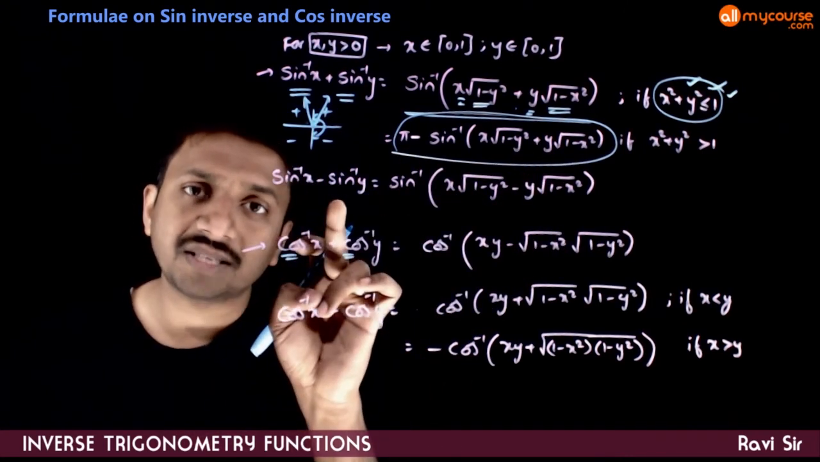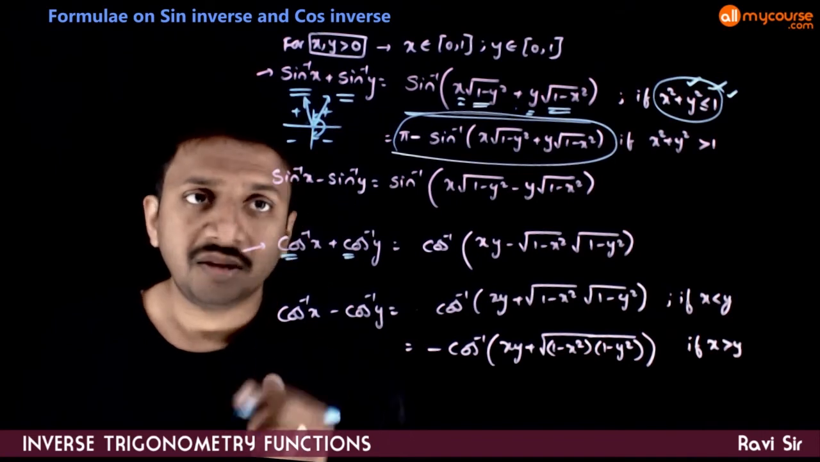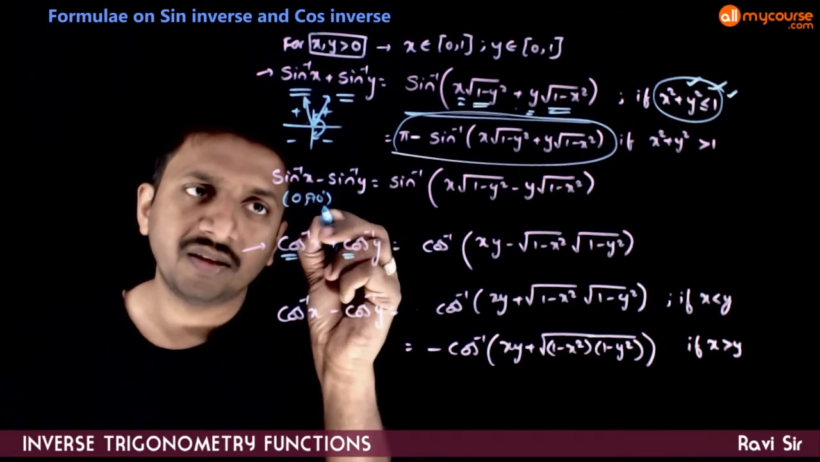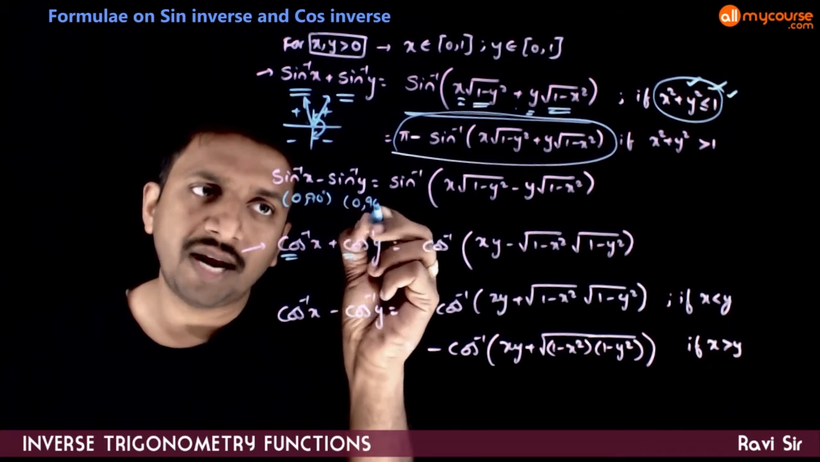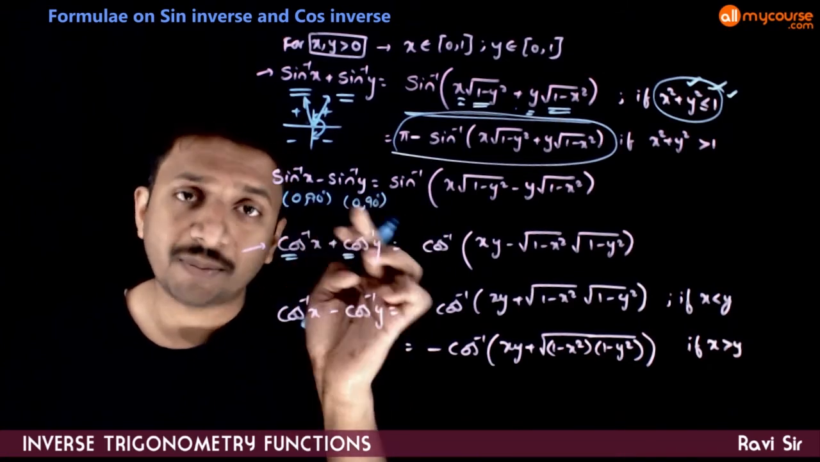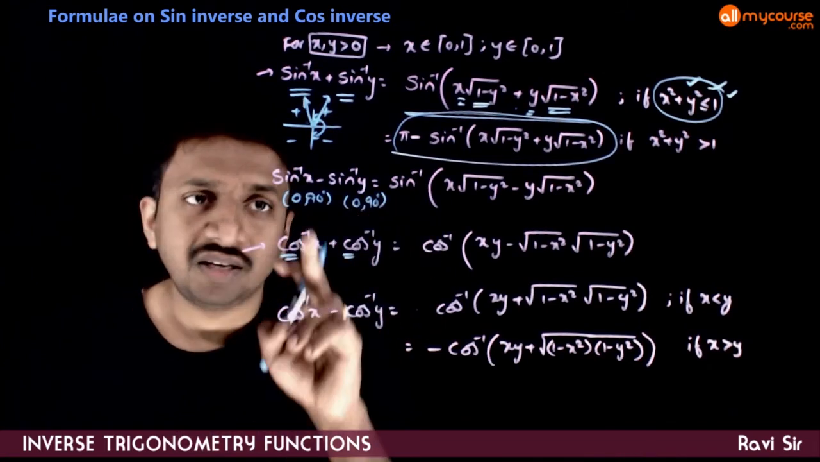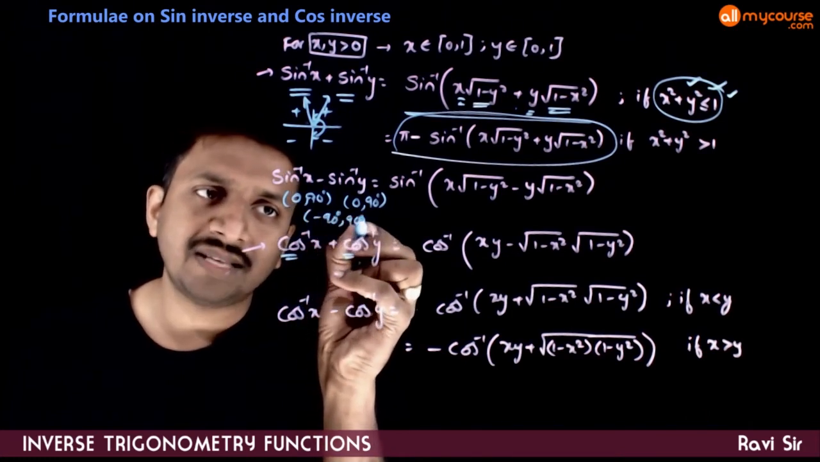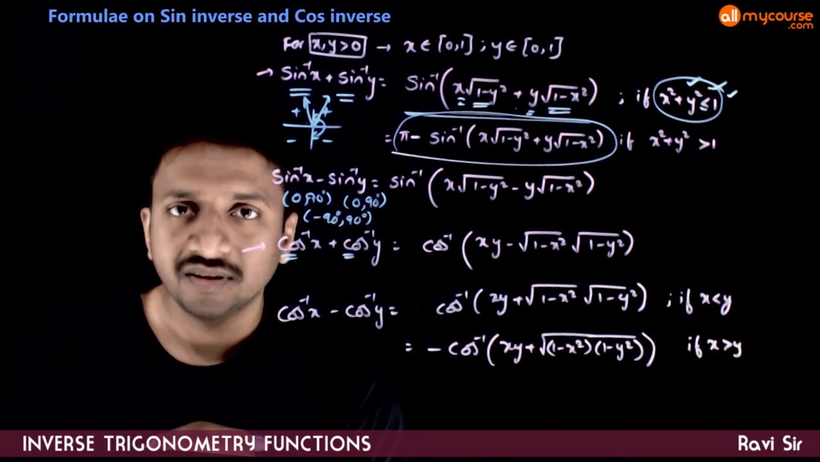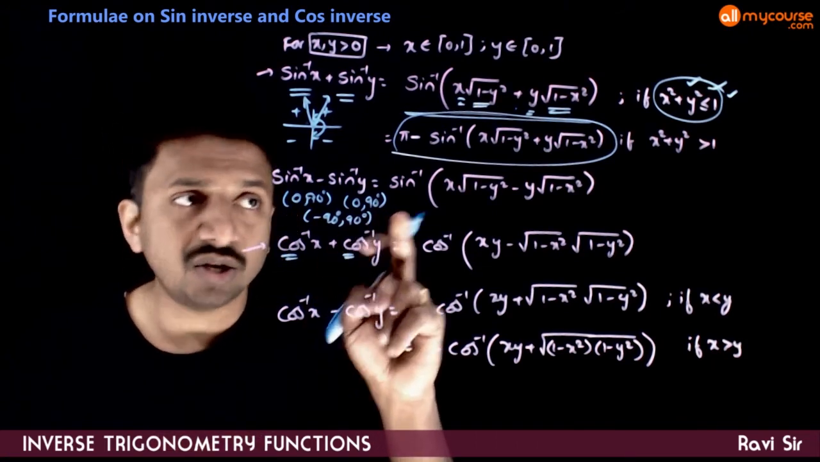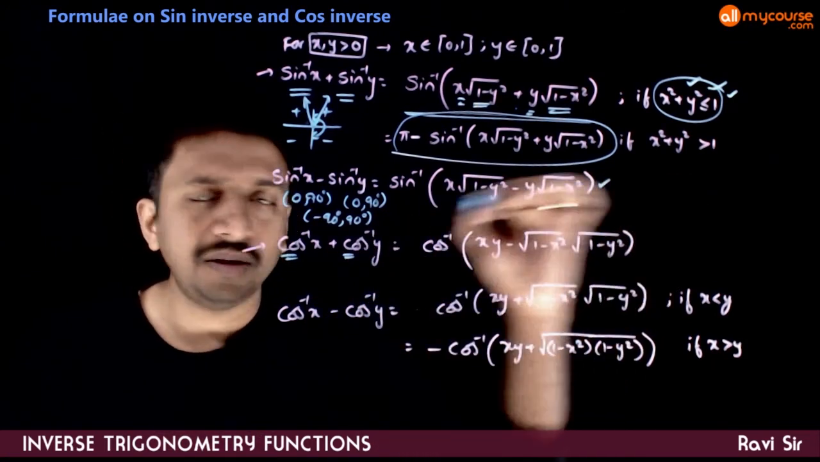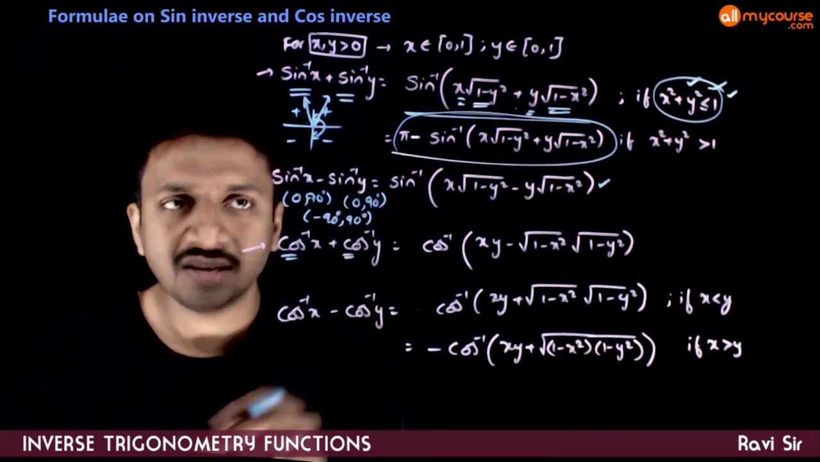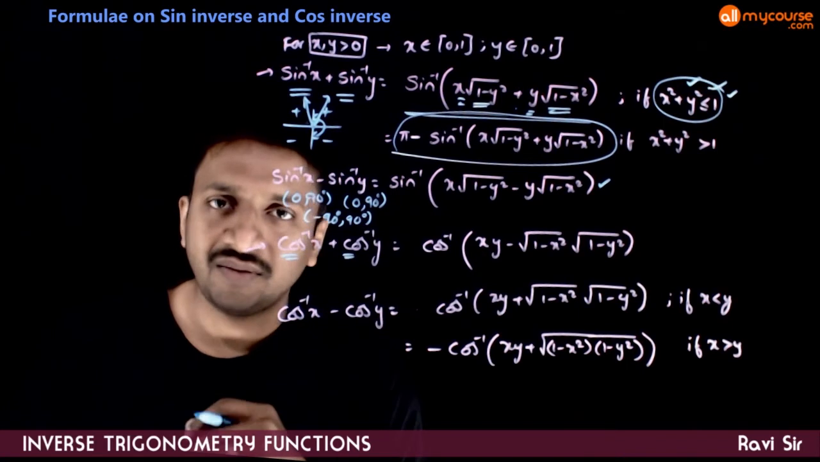Now sine inverse of x minus sine inverse of y. Because this is in between 0 and 90 degrees, y is also in between 0 and 90 degrees. You subtract one from the other. The angles lie between minus 90 degrees and plus 90 degrees, which is in the range of sine inverse. So directly you get the answers for any numbers x and y in the domain of sine inverse x and sine inverse y.